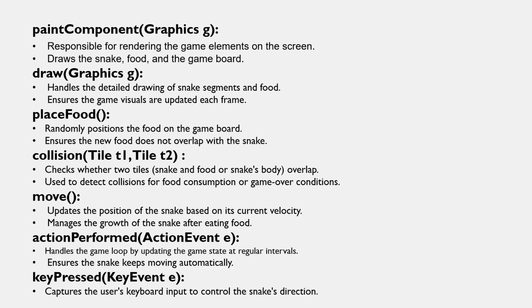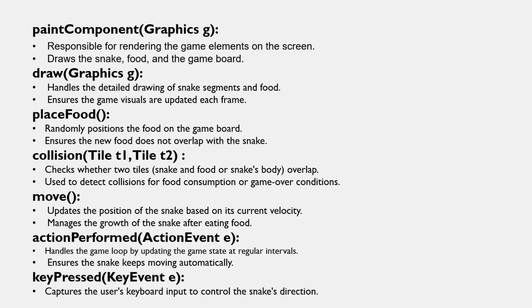This class also contains paintComponent, which takes Graphics g as its argument. What is the use of this method? It is responsible for rendering the game elements on the screen: drawing the snake, food, and game board. The next method it should contain is draw(Graphics g), which handles the detailed drawing of snake segments and food and ensures the game visuals are updated each frame.